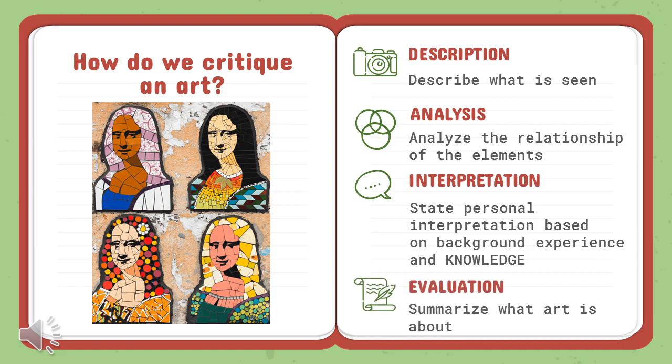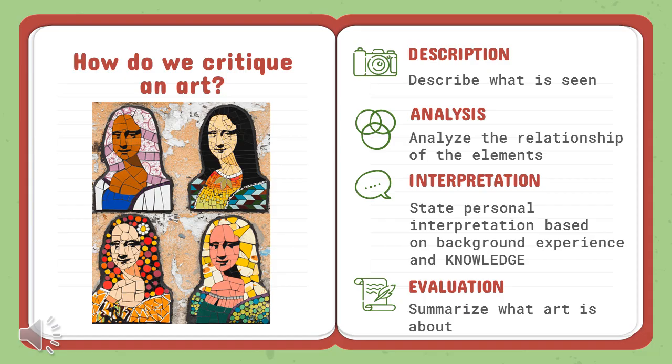Since we discussed the definition of a critic paper and the steps in writing a critic paper, now let's proceed with how we critic an art. As you can see, there is a picture here. This one is very famous, and I think you are already familiar with that picture, which is the Mona Lisa. In critiquing an art, you first have to give a description, which is, how are we going to give a description? By describing what you have seen.